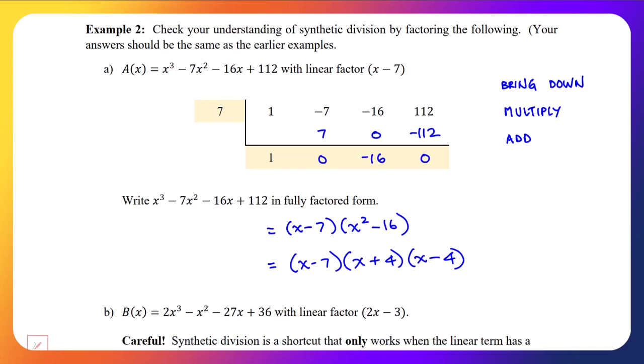So for example 2, our divisor is x minus 7, so we're subtracting a 7. Again, as a reminder, if this was x plus 7, we would have been subtracting a negative 7. But we're not. I just want to keep reminding you of that. Our coefficients are 1, negative 7, negative 16, and 112.